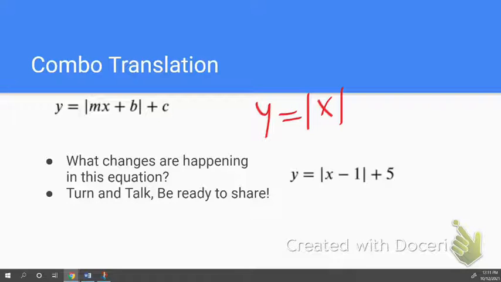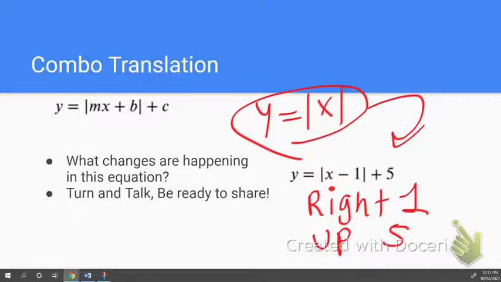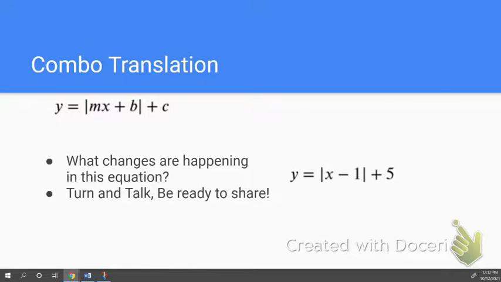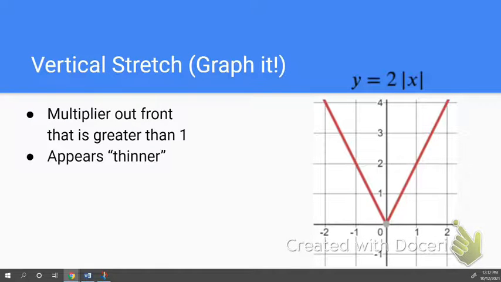Can anyone tell me in words what happens to this graph? It moves to the right 1 and up by 5. Right 1, up 5. Do we all agree? From our parent graph to this graph, that's how it's been transformed. Great. Let's move on to the next example. Here's the graph of it. It went right 1 and up 5. Cool? Great. Let's do a vertical stretch.